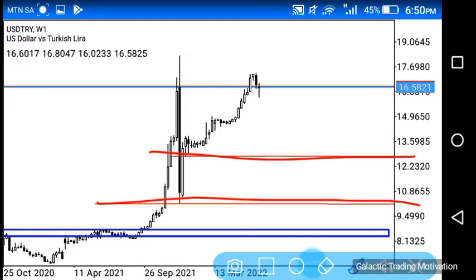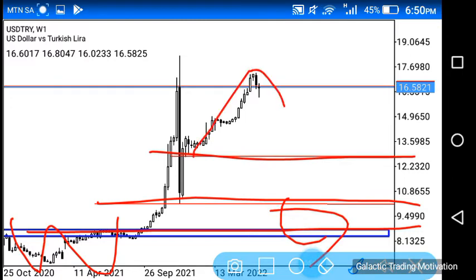And I spoke about the fact that we have in this region a W structure with a neckline there, and that the neckline also needs to be tested in the future. So there is scope for price to in the future move further down, either here or here, or even at this level over there.